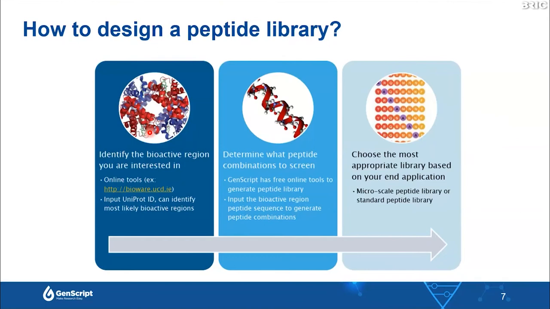Most importantly, we have to first identify a bioactive region of interest to define your question. And then we can go from there and choose the appropriate library. At GenScript, we have free online tools for different kinds of libraries to probe and answer different questions. Upon choosing the right type of library that is suitable for your application, all one needs to do is to input the sequence of your bioactive region of interest, and the peptide libraries will be generated with just a click.